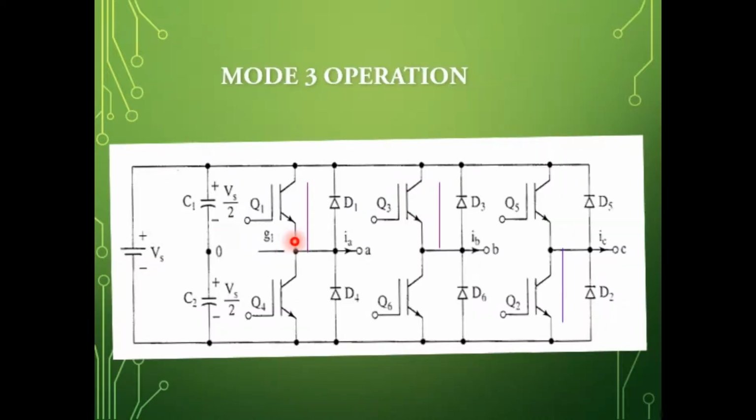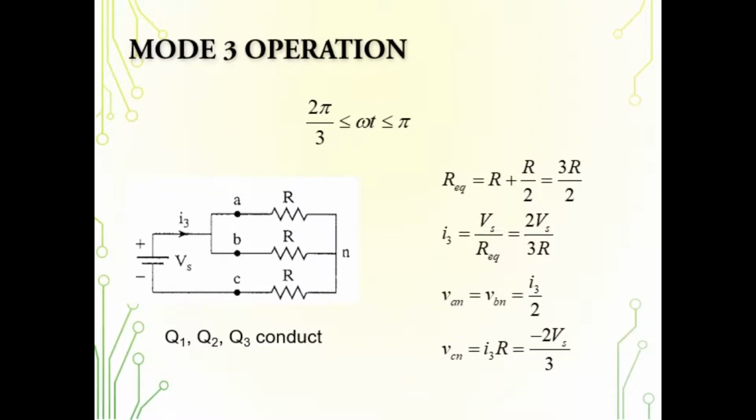Next, mode 3 operation, from 120 to 180 degree. In that interval, transistors 1, 2 and 3 are conducting. So for the first transistor, terminal A is connected to positive of the supply, terminal B is connected to positive of the supply again, and terminal C is connected to negative of the supply. Here we have to find I3. I3 is Vs by R equivalent. R equivalent is again R by 2 plus R, which is 3R by 2. So I3 is 2 Vs by 3R.